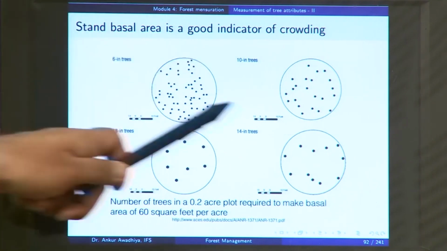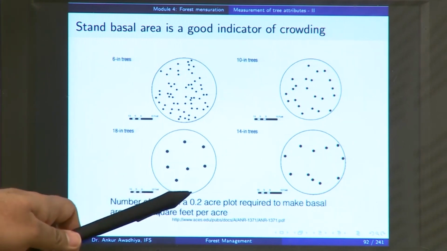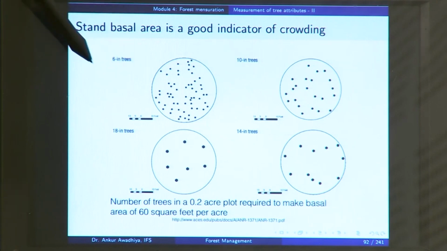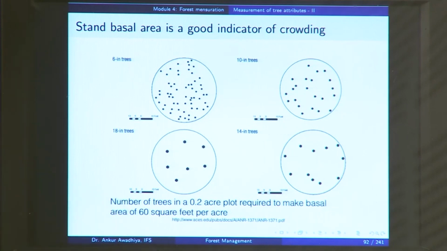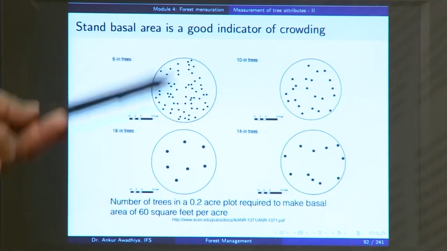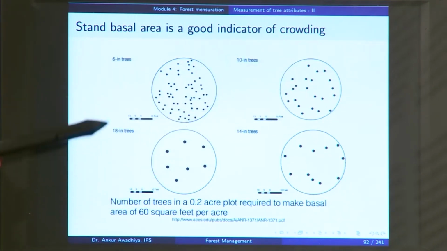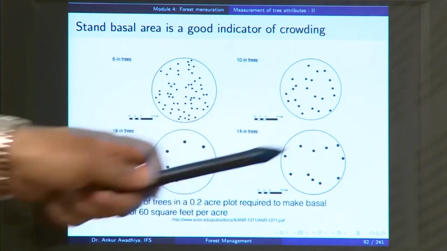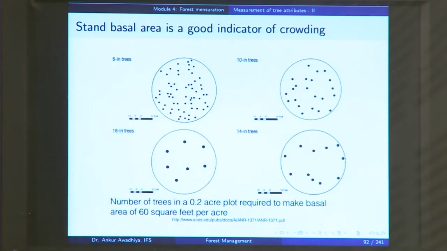Now, these 4 stands are representing the number of trees in a 0.2 acre plot that are required to make the same basal area of 60 square feet per acre. So, what we are seeing here is that if you have 6-inch trees, you will require so many trees to make up a basal area of 60 square feet per acre. But then if the tree size increases, you require a fewer number of trees as compared to this one. If you increase it further to 14-inch trees, the number of trees reduces further. If you increase it to 18-inch trees, the number of trees reduces further.